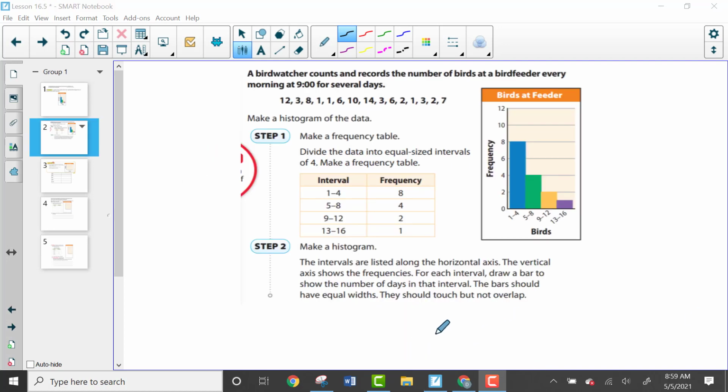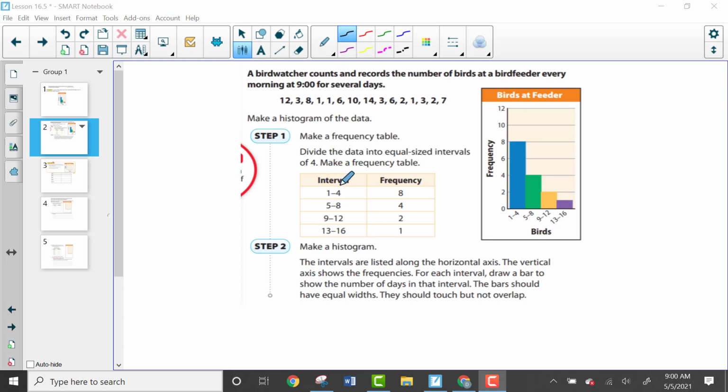So now we're going to take a look at how you get from the data to the histogram. Here we have the same scenario: a bird watcher counts and records the number of birds at a bird feeder every morning at 9 o'clock for several days. This is the data that he has recorded: 12, 3, 8, 1, 1, 6, 10, 14, 3, 6, and so on.